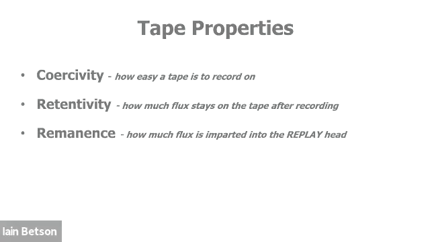There's three main tape properties you need to look at. Coercivity, how easy a tape is to record on. That's how easy you can turn all those magnetic particles into an ordered line, as we saw. The retentivity, that's how much flux stays on the tape after recording, because some of it will drain away.